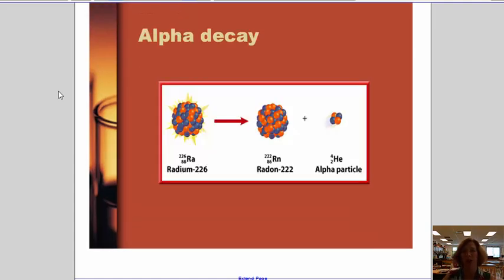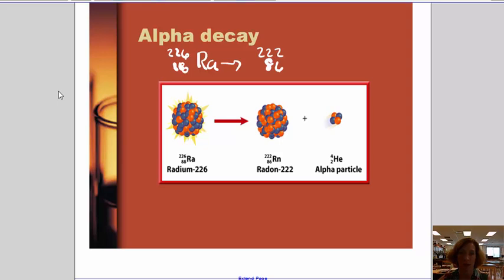So this is what we call alpha decay. What happens here is you have a radioactive particle, in this case radium-226, and it ejects an alpha particle. And so radon is formed when that alpha particle is ejected. So we can write this in symbols. If we write our symbols for our radium, we have 226 over 88. Sorry, I wrote the wrong number at first.